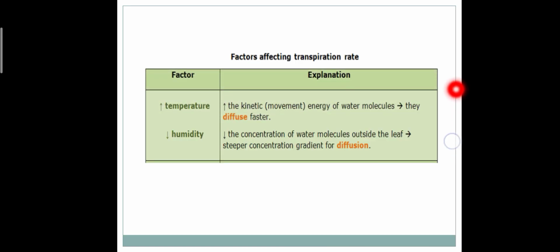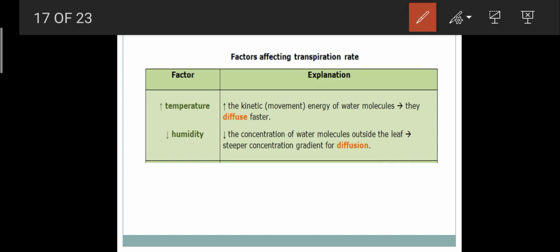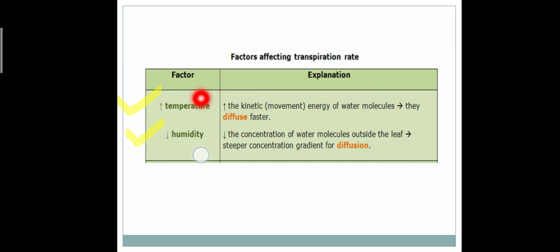Now we will discuss the factors that affect the transpiration rate. So there are two main factors, which are temperature and humidity. By increasing the temperature, the kinetic energy of the water molecules increases, so they diffuse faster. So we can say that if temperature is increased, then the rate of transpiration also increases, because the kinetic energy of water molecules increases and they diffuse faster.